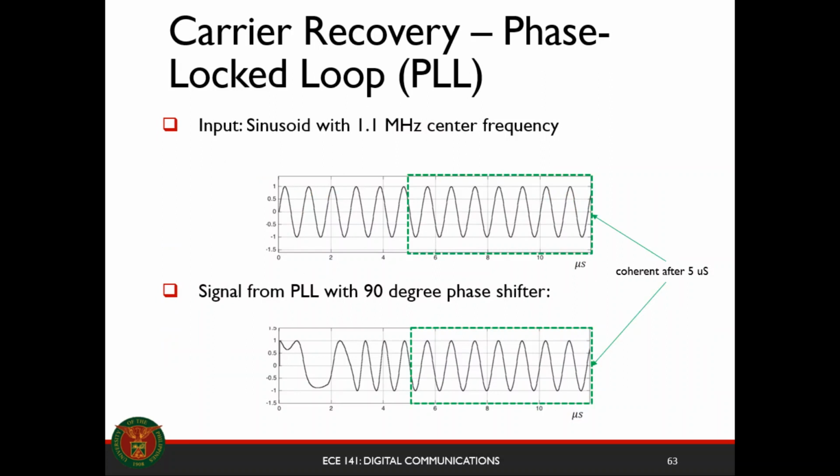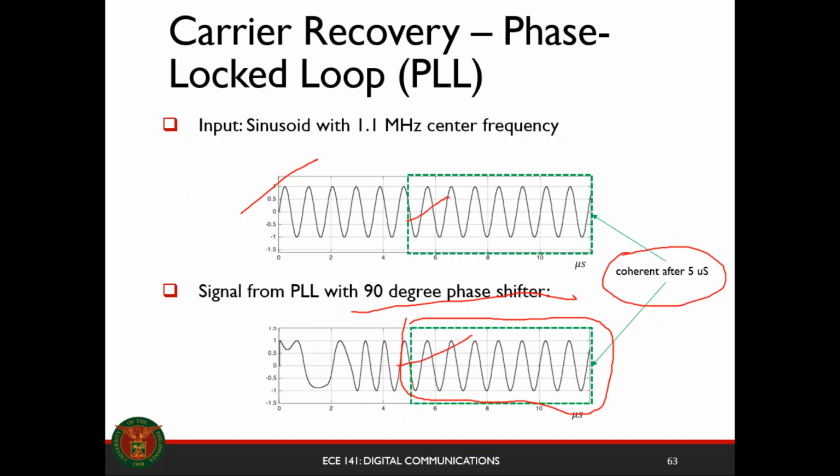So this is the visualization of what will happen. This is the input sinusoid, and the signal from the PLL with your 90 degrees. You have a 90-degree phase shifter. You'll have this synchronization. Your input and your output will be synchronized or coherent after 5 microseconds.